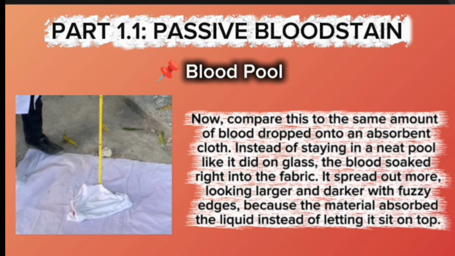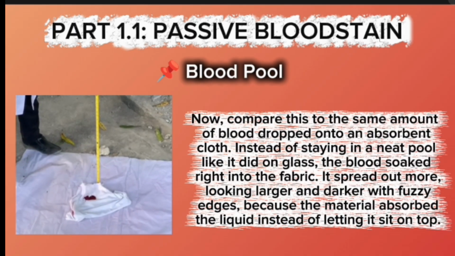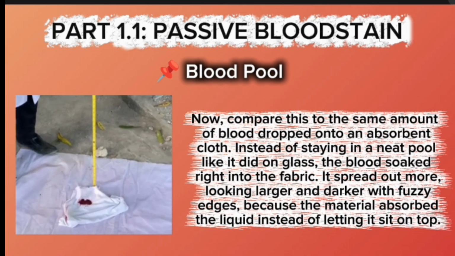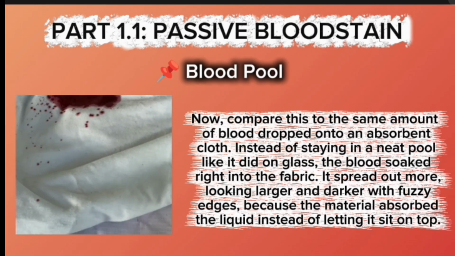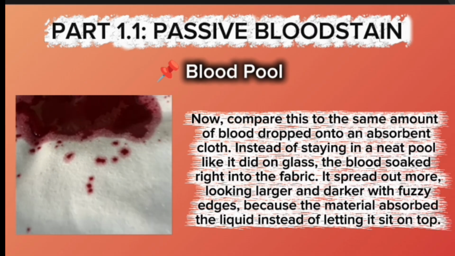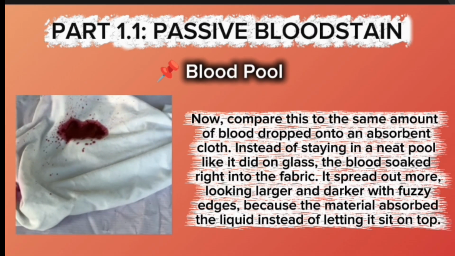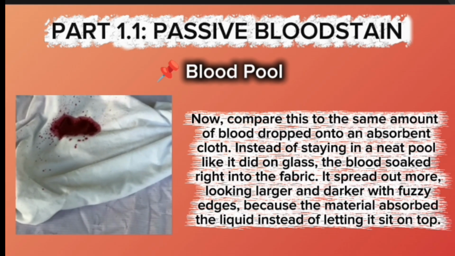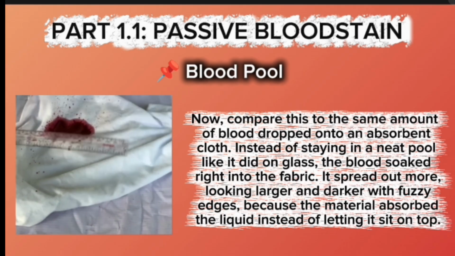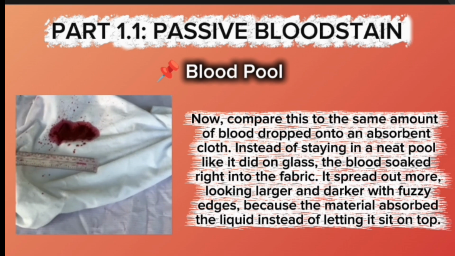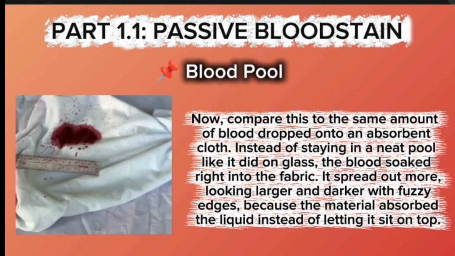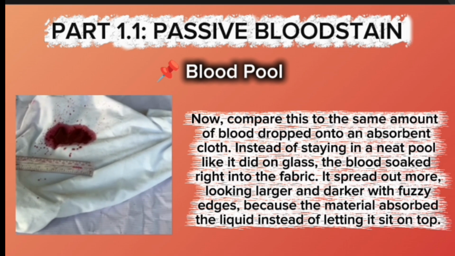Now, compare this to the same amount of blood dropped onto an absorbent cloth. Instead of staying in a neat pool like it did on glass, the blood soaked right into the fabric. It spread out more, looking larger and darker with fuzzy edges, because the material absorbed the liquid instead of letting it sit on the top.